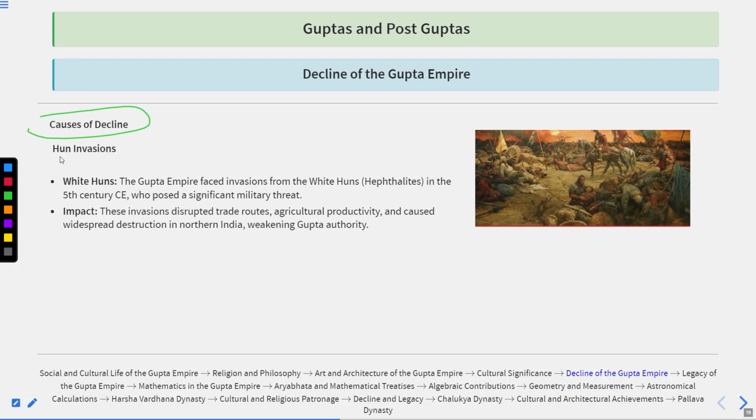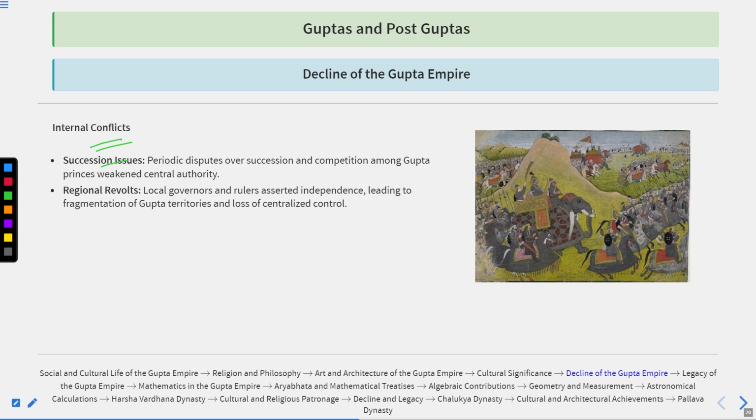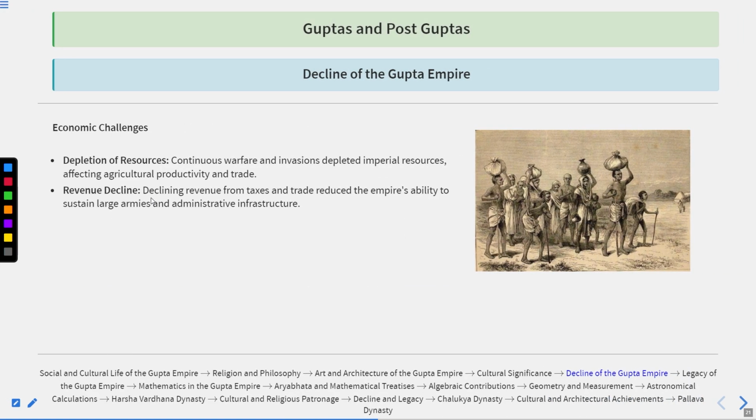If we talk about the causes of decline of the empire, first one is the Hun invasions, the White Huns. The Gupta Empire faced invasions from the White Huns in the 5th century CE, who posed a significant military threat. These invasions disrupted the trade routes and agricultural productivity, and caused widespread destruction in northern India, and that weakened the Gupta authority. Internal conflicts like succession issues, periodic disputes over succession and competition among Gupta princes weakened the central authority. Regional revolts: local governors and rulers asserted independence from the Gupta, leading to the fragmentation of Gupta territories and the loss of centralized control.